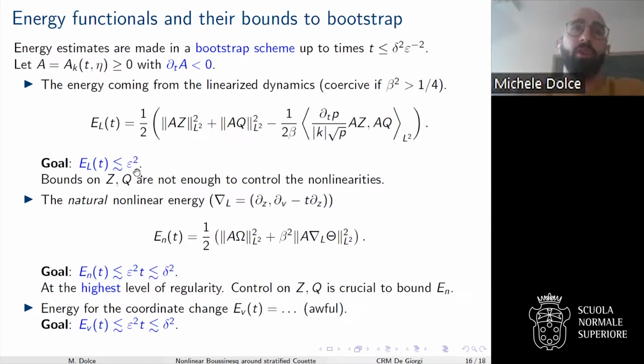But if you try to do so, it won't be enough to control just this energy functional. You actually need a control also on the vorticity and the gradient of the density. And therefore, you introduce what we call the natural nonlinear energy. Why natural? Because just by looking at the Boussinesq equation, it will be the first energy estimate you will try. And now we need to allow this energy to grow, because the vorticity, this quantity, is actually growing. And therefore, the bounds that we want to propagate are the following. And this energy functional is at the highest level of regularity.